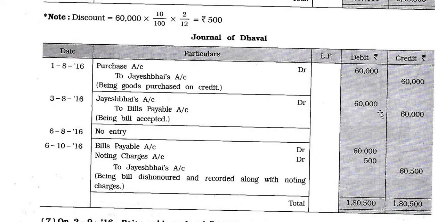3/8/2016. Jayesbhai's account debit 60,000 to bills payable account 60,000. Here Jayesbhai is the drawer of the bill and for Dhawal it is a bills payable. Bills payable is always a credit.